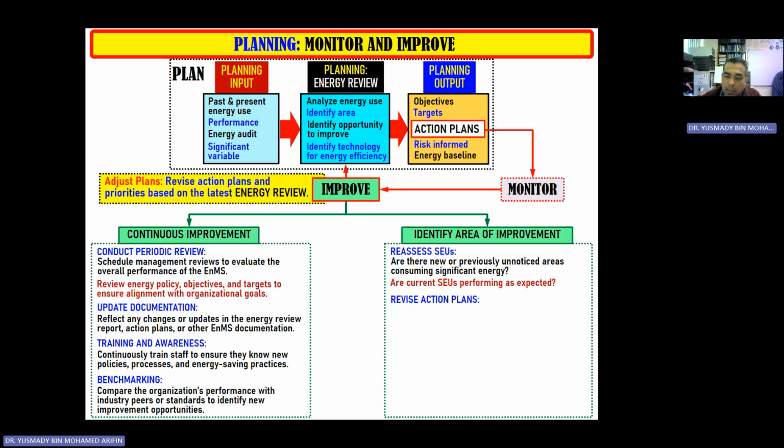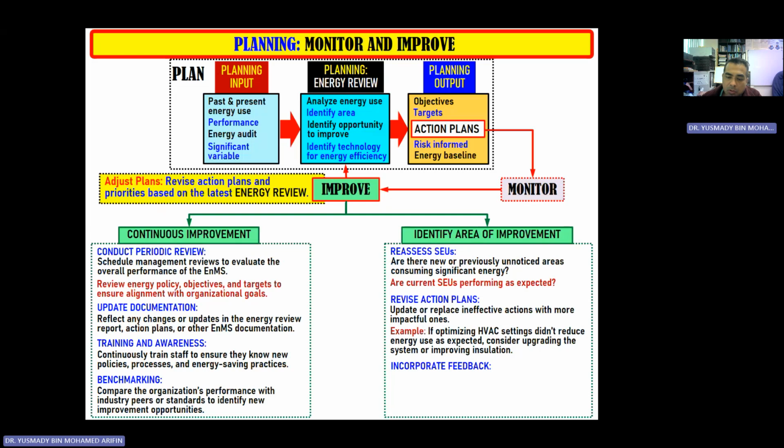Also, we need to revise the action plan, update or replace ineffective actions with more impactful ones. For example, if optimizing HVAC setting didn't reduce energy use as expected, we need to consider upgrading the system or improving installation.